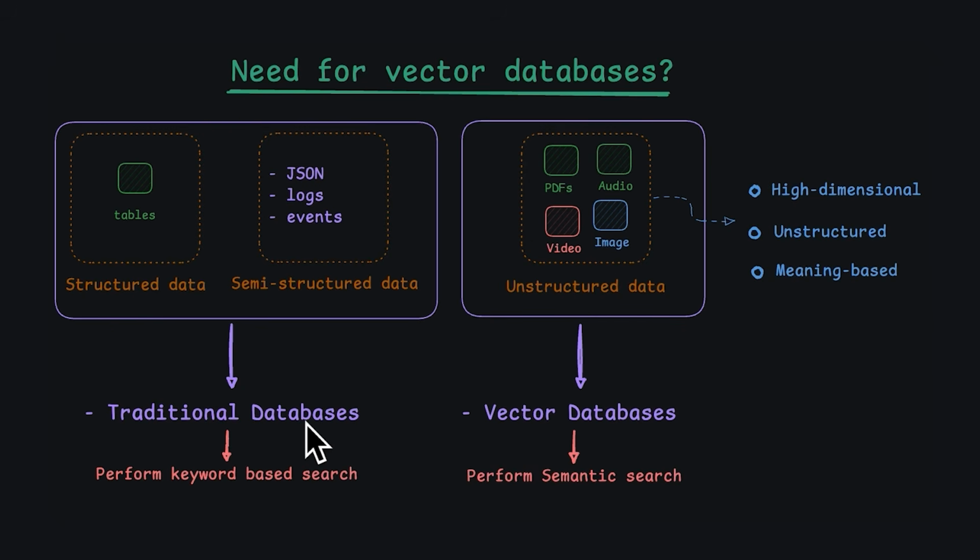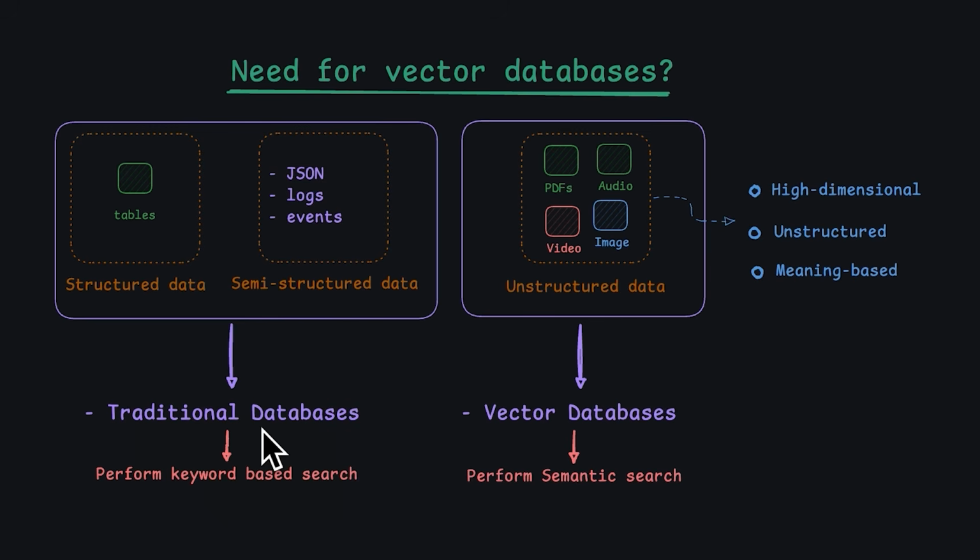Okay, now you might ask, what's the problem with traditional databases? Why are we not able to search this unstructured data inside traditional databases? Because the problem is that traditional databases perform keyword-based search, because these traditional databases are optimized for exact matches.